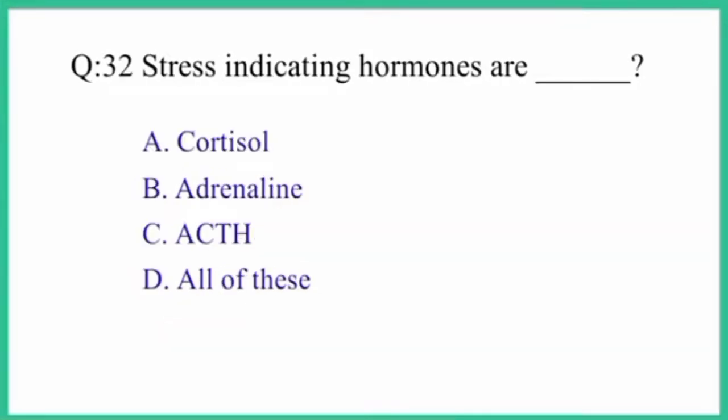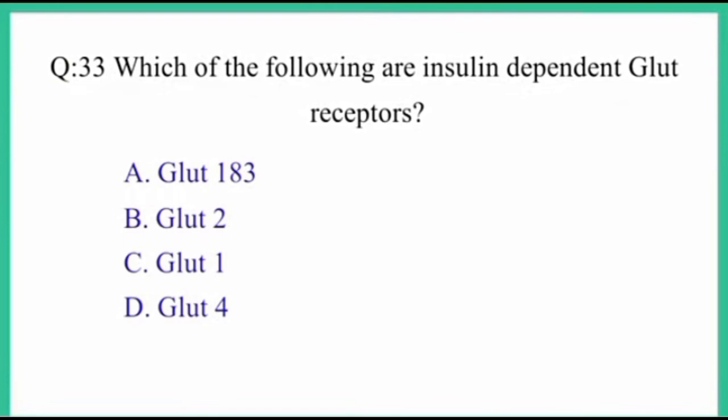Question number 32. Stress indicating hormones are. The right answer is option D. Question number 33. Which of the following are insulin dependent growth receptors? The right answer is option D.